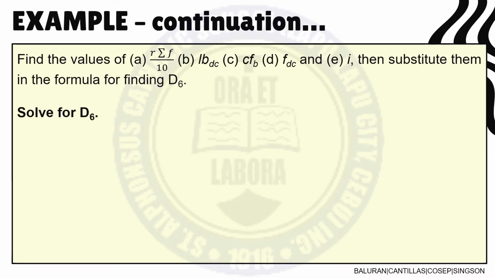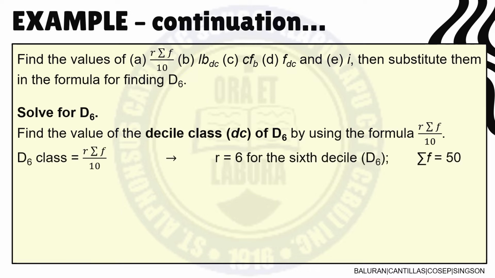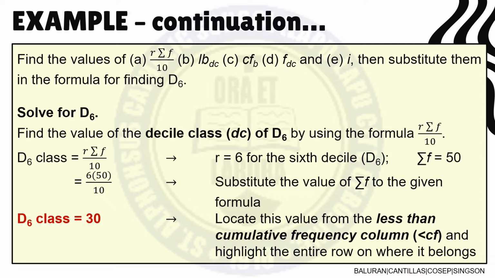To solve for D sub 6, first we have to find the decile class of D sub 6 using this formula. Our R here becomes 6 since we are looking for the sixth decile, and our summation of f is equal to 50. Substitute the given values and then simplify. Our D6 class is equal to 30, after which we locate this value from the less than cumulative frequency column and highlight the entire row on where it belongs.